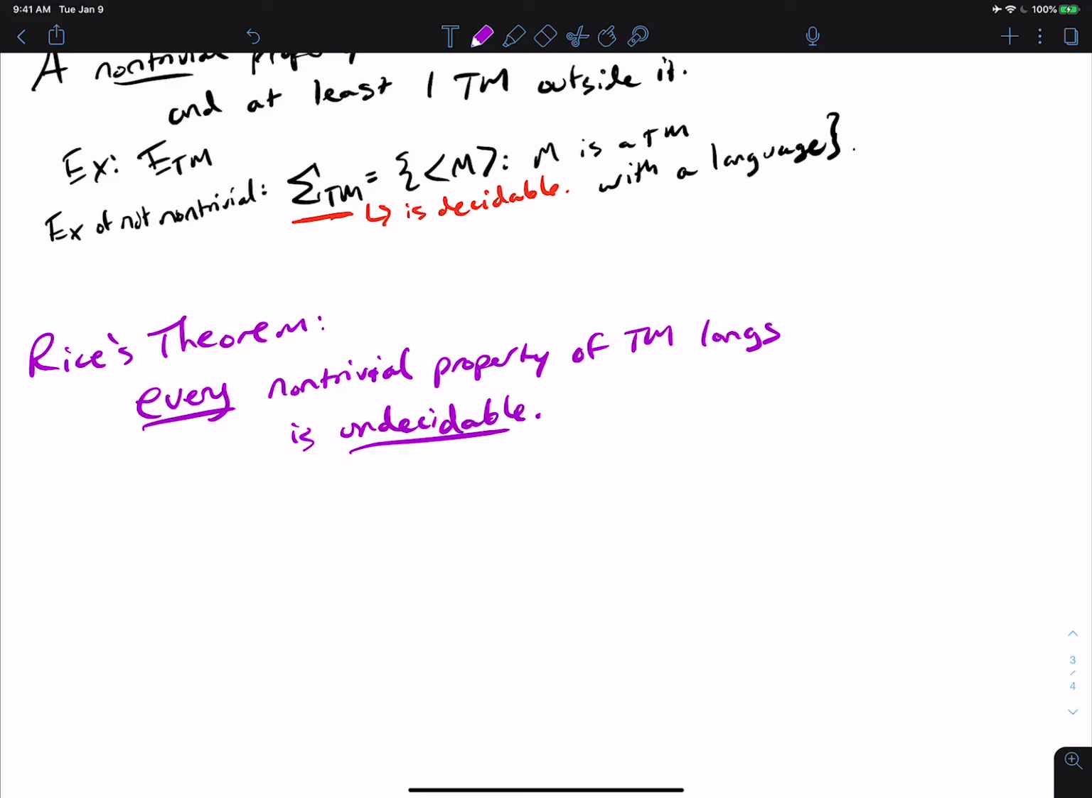So every single one. So ETM is undecidable. Like all TM, where we look at the Turing machines that accept everything, that's undecidable. If we think of a language where we have all Turing machines that accept exactly 3 strings, that is also undecidable. Every single one is undecidable, which is pretty amazing.